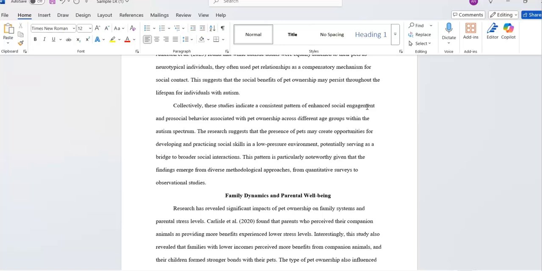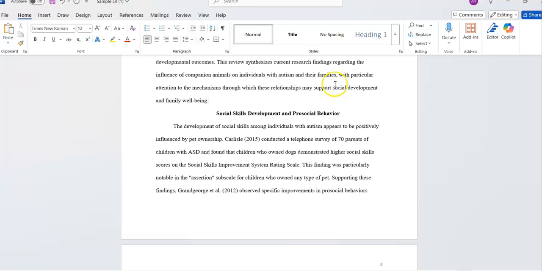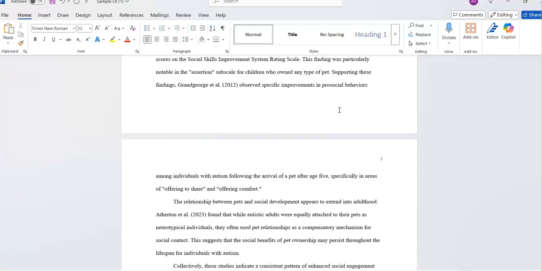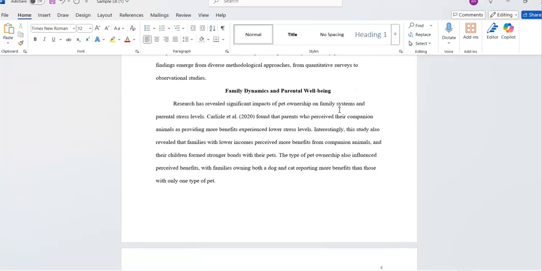The research suggests that the presence of pets may create opportunities for developing and practicing social skills in a low pressure environment, potentially serving as a bridge to broader social interaction. So, this is your overview of what you learned that all of the studies dealt with when it comes to this category. Now, you're going to move to your next topic.